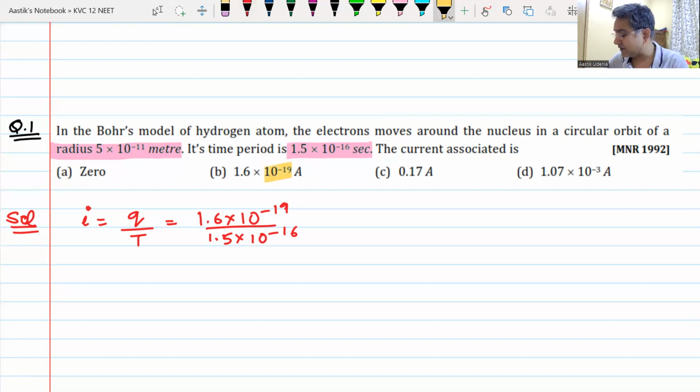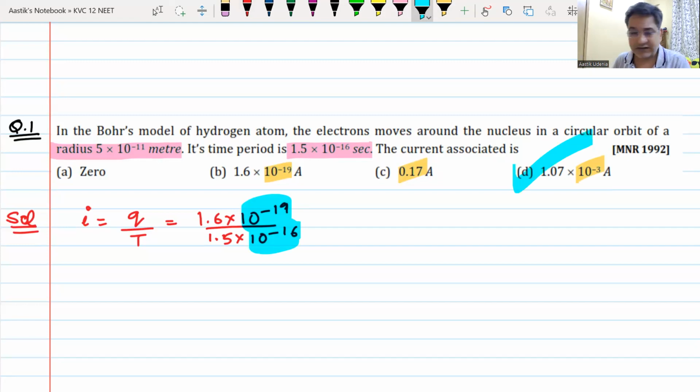In one option, the answer is given as 10 raised to the power minus 19. In one option, it is given as 0.17. In one option, it is given as 10 raised to the power minus 3. You can very easily understand that you are going to get 10 raised to the power minus 3 from here. So you don't even have to calculate, and you can straight away say that the answer is going to be 1.07 into 10 raised to the power minus 3 amperes. And that, my dear friend, is the correct answer.